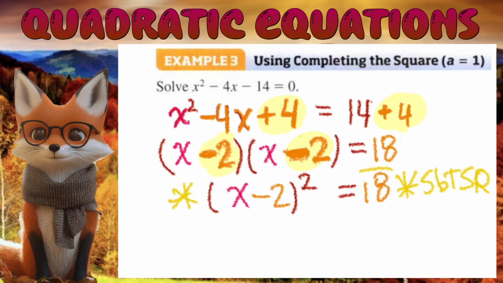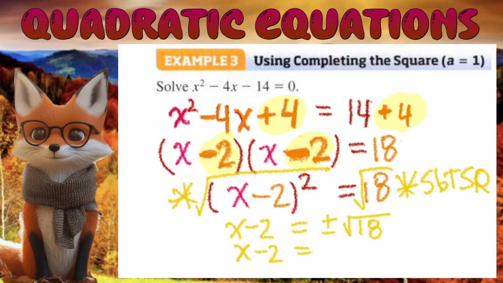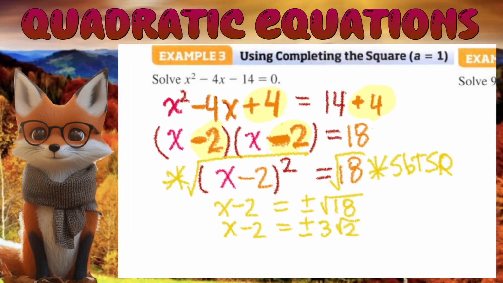So let's go ahead and do it. Don't forget the plus minus. Now I have x minus 2 equals plus or minus the square root of 18. The square root of 18 is 9 and 2, and the square root of 9 is 3, so plus or minus 3 root 2. And then add that 2 over to the other side. x equals 2 plus or minus 3 square root of 2.